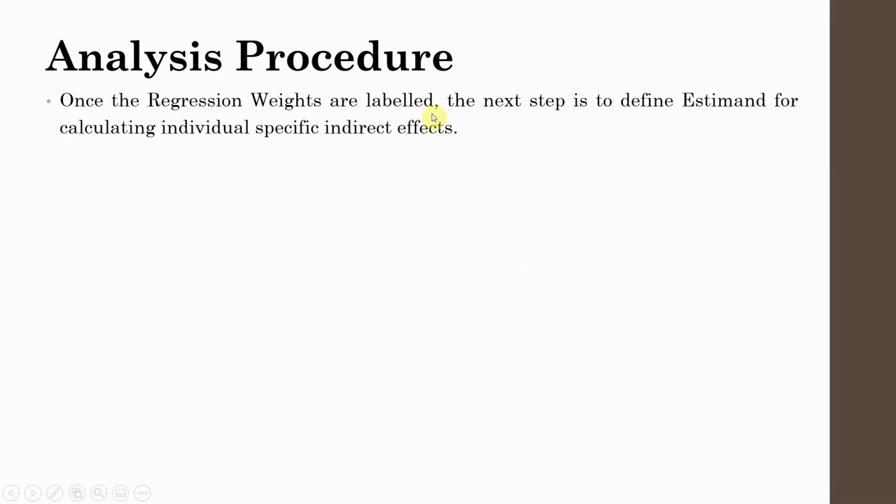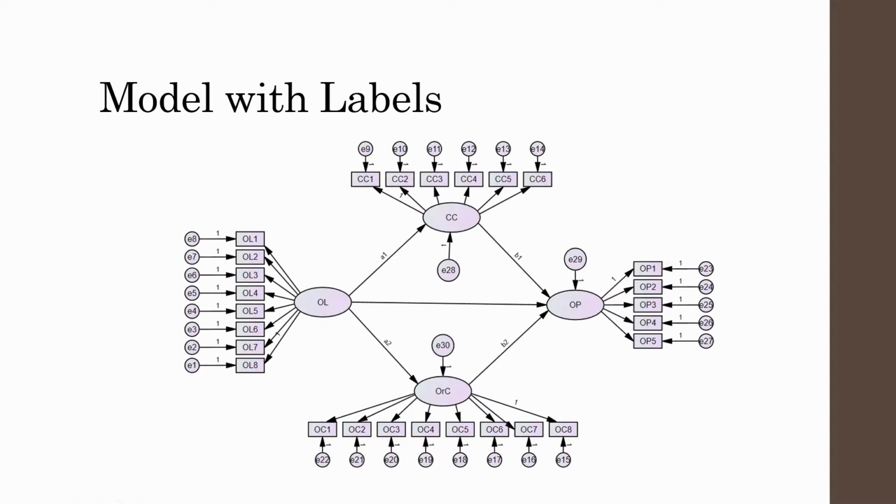Once the regression weights are labeled, the next step is to define the estimand for calculating individual specific indirect effects. Once we have labeled the model like this, we have to add a user-defined estimand to calculate our indirect effects. How do we calculate the indirect effect? The indirect effect from OL to OP through CC is the multiplication of A1 and B1. The indirect effect of OL on OP through organizational commitment is the multiplication of A2 and B2.